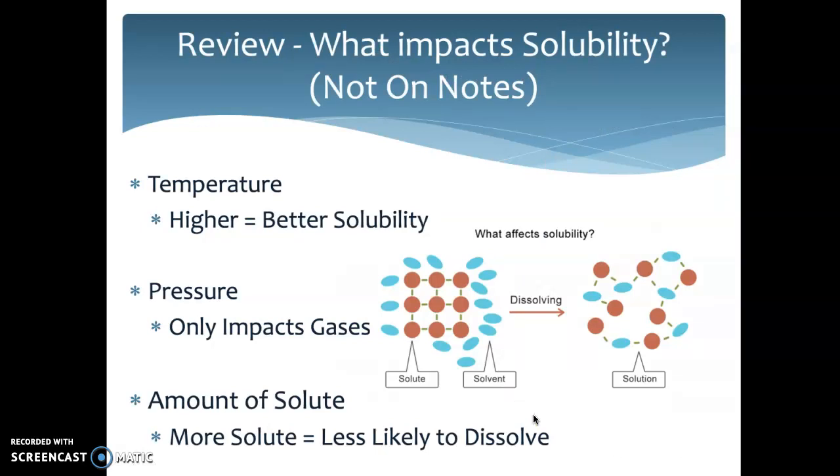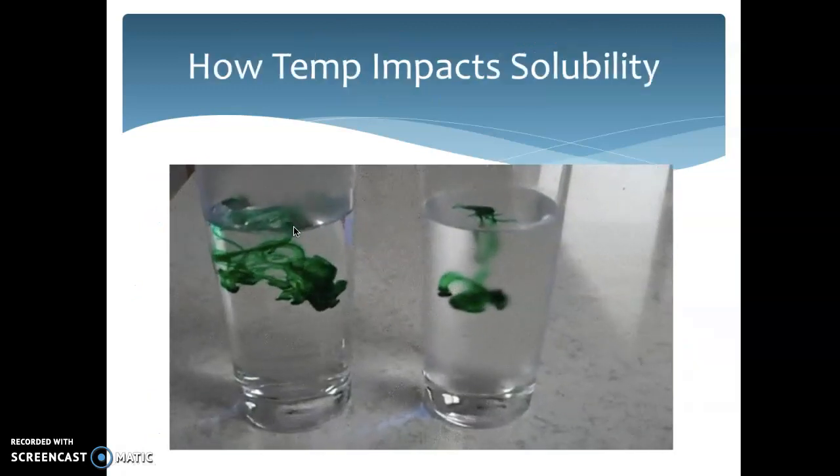Lastly, what impacts solubility? We got temperature, pressure, and solute. The more solute they have, the less likely it is to dissolve. There's only so much the solvent can dissolve, and temperature higher is better. Higher temp is better solubility. That's because there's more energy.